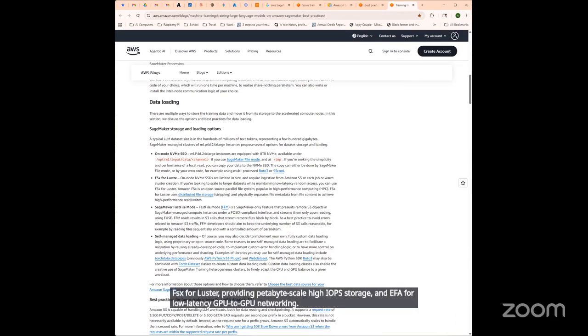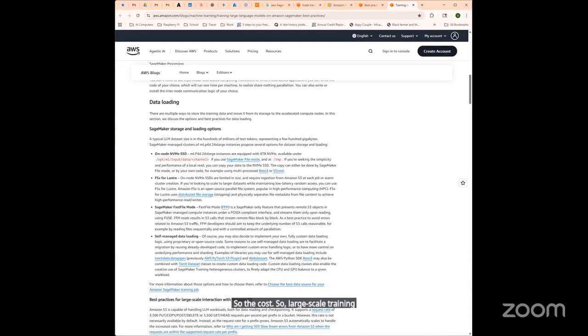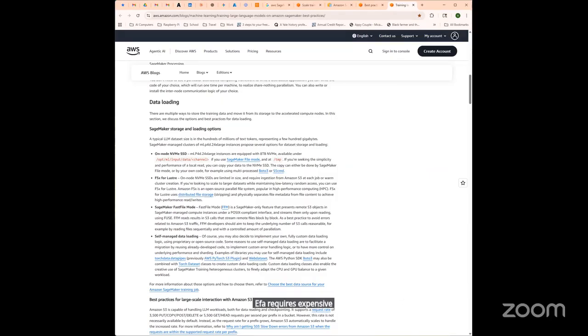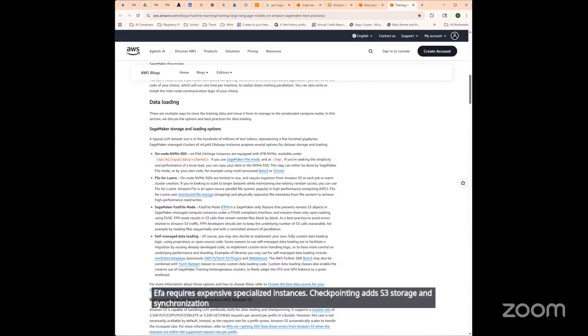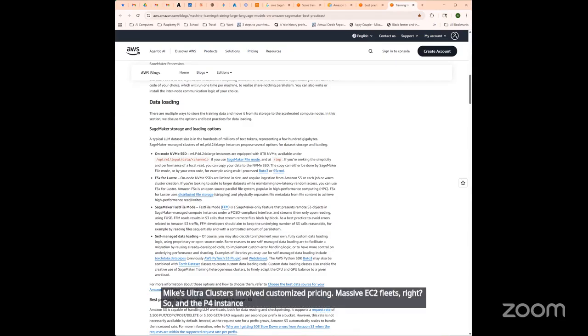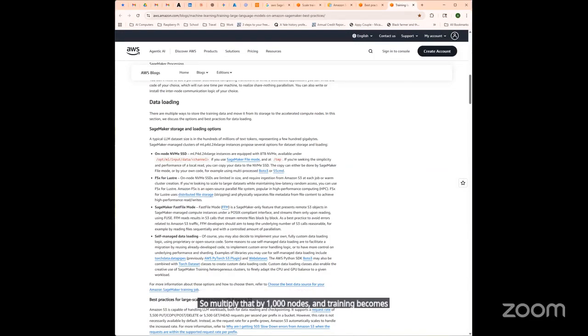So, the costs. Large-scale training costs accumulate quickly. Warm pools charge for idle GPU time between jobs. Distributed training multiplies instance duration times instance type rates. EFA requires expensive specialized instances. Checkpointing adds S3 storage and synchronization time. MiCS ultra clusters involve customized pricing and massive EC2 fleets. P4 instances cost approximately $32 per hour, so multiply that by 1,000 nodes and training becomes millions per month at scale.